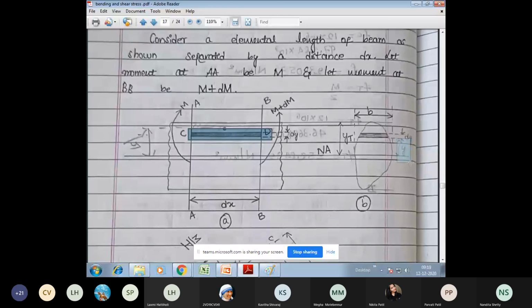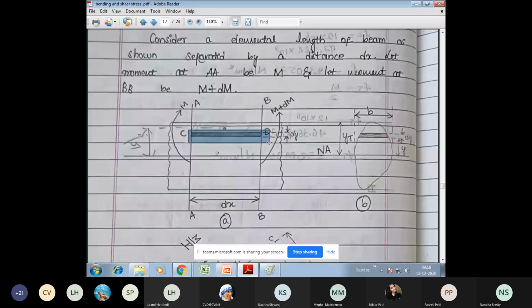Here you can see at a distance y from the neutral axis, the thickness of this layer is dy. So this CD layer is at a distance y from the neutral axis, and the thickness of this layer is dy. Now please observe, this is basically CD.